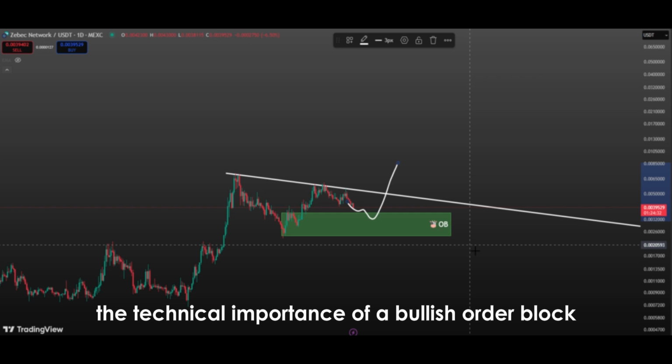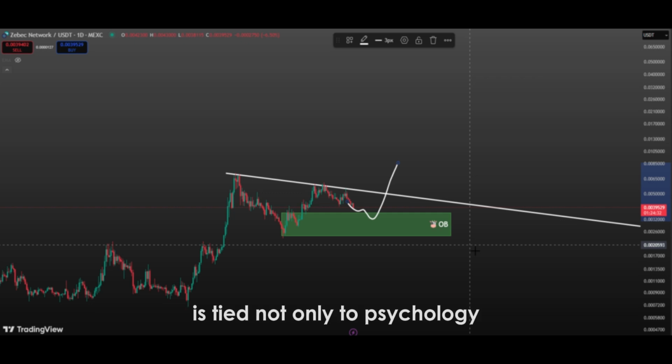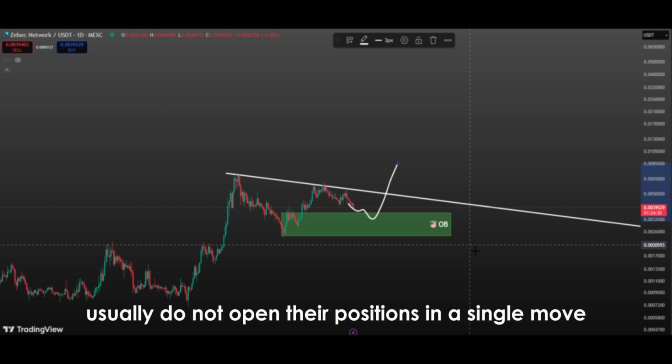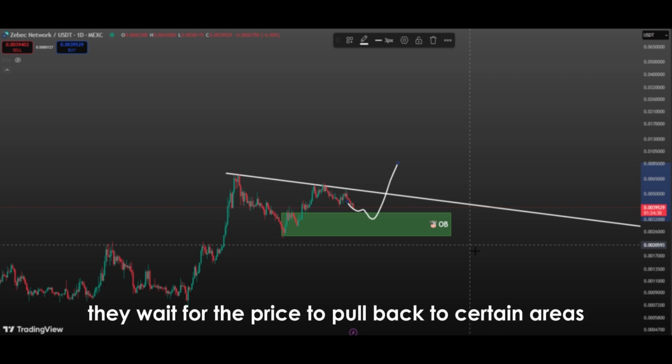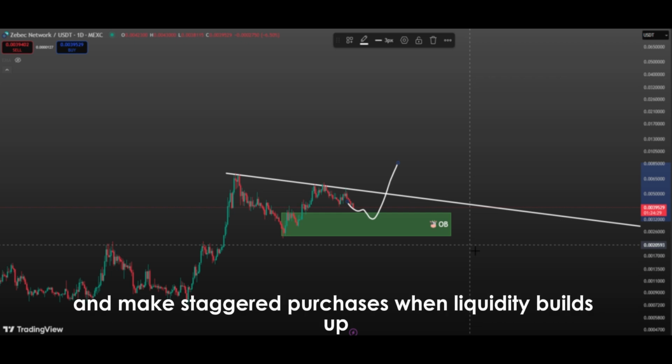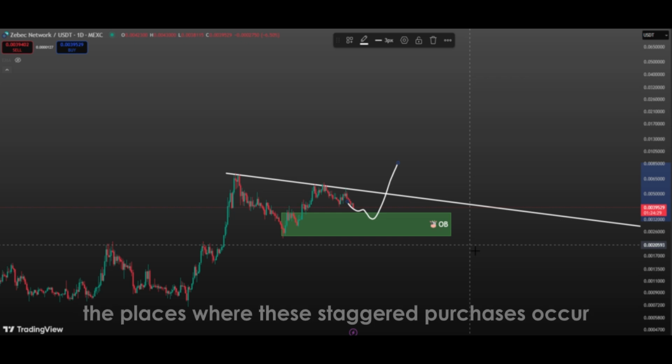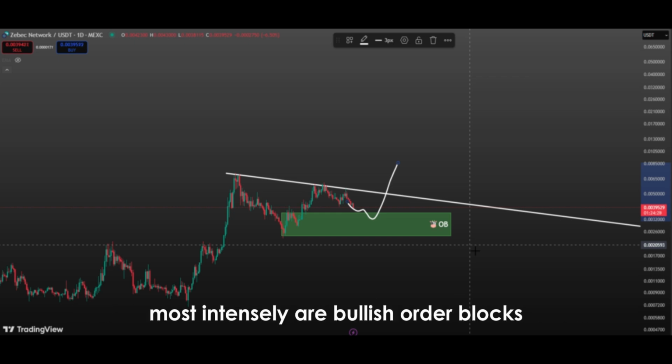However, the technical importance of a bullish order block is tied not only to psychology but also to liquidity structure. Large capital investors, the so-called whales of the market, usually do not open their positions in a single move. Instead, they wait for the price to pull back to certain areas and make staggered purchases when liquidity builds up. The places where these staggered purchases occur most intensely are bullish order blocks.